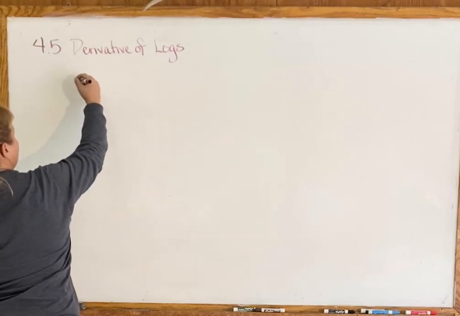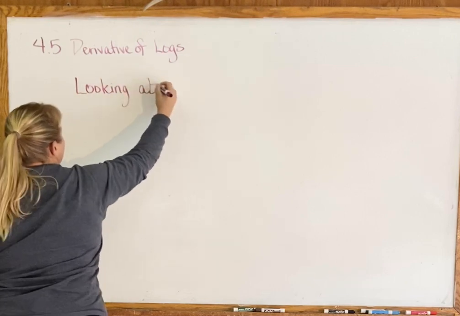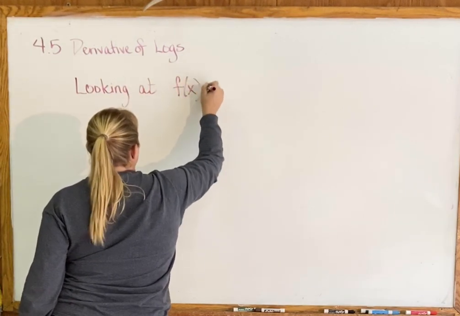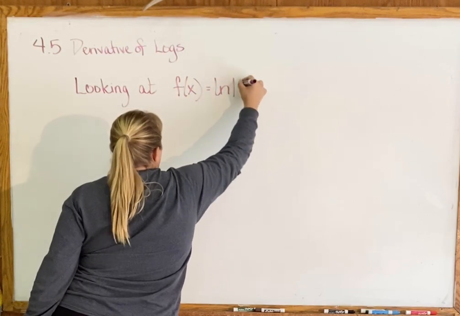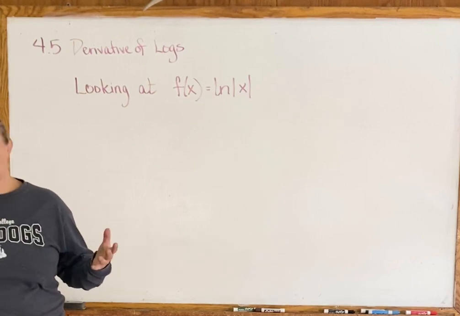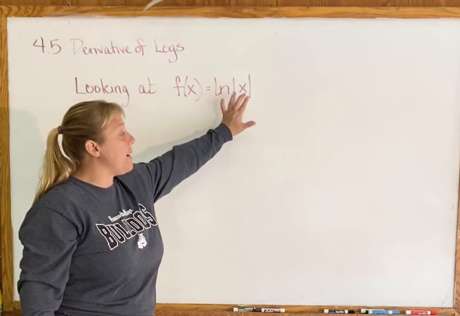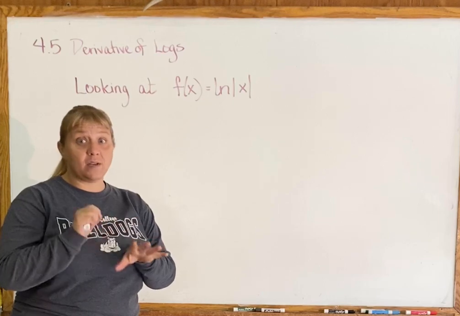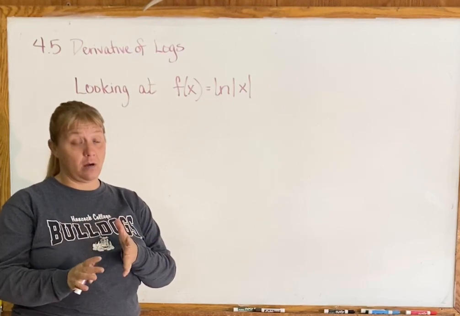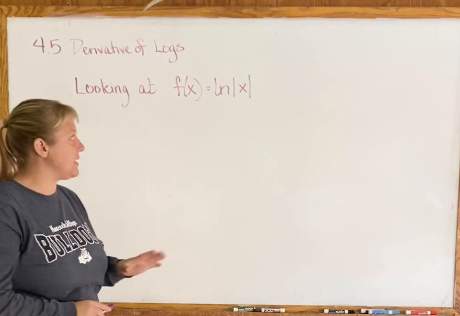Okay, so we're looking at f of x equals the ln of the absolute value of x. Now, a lot of the times this absolute value doesn't apply to us because we're doing business problems anyway, and so we're looking at positives. But it is important that we remember that when you put a negative or a 0 into that log, you're going to get an error. So the absolute value always has to be positive.